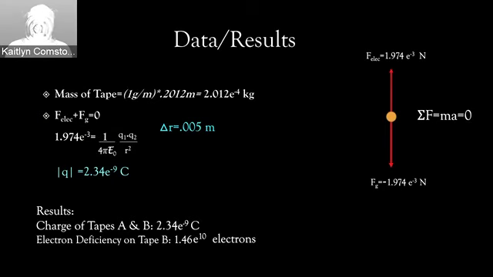When the observed separation distance is plugged in, 0.005 meters, the magnitude of Q is found to be 2.34e-9 coulombs. Since we observed that the two tapes repelled each other, it is assumed that the sign of their charges is the same, both positive. By dividing the charge on one tape by the charge of a single electron, it was determined that each U-tape had an electron deficiency of 1.46e10 electrons.